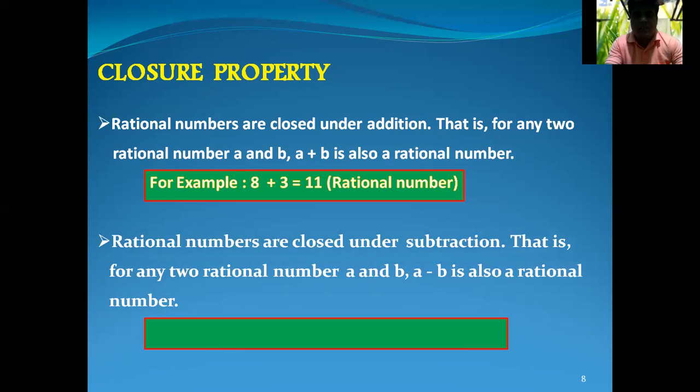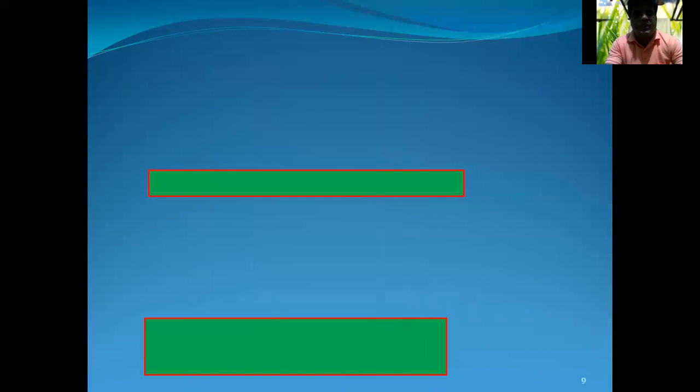Similarly, rational numbers are closed under subtraction. That is, for any two rational numbers a and b, a minus b is also a rational number. An example is still given below. 3 by 2 minus 1 by 3 equal to 7 by 6 is a rational number. Now continuing with this property of rational number, that is the closure property here.